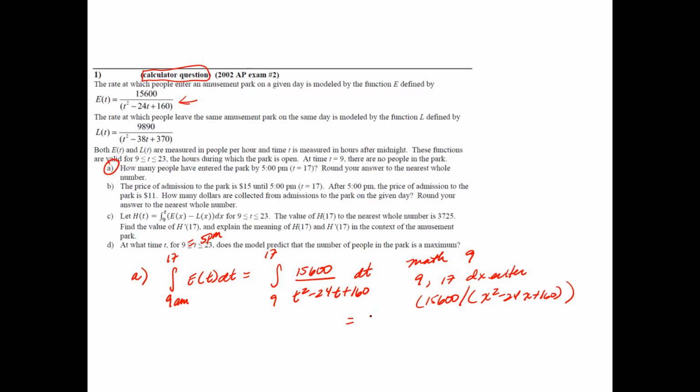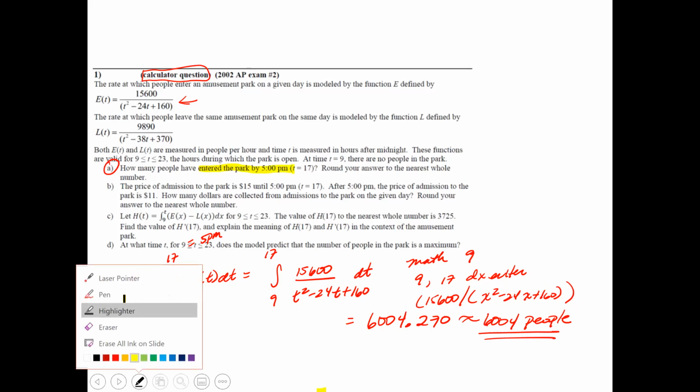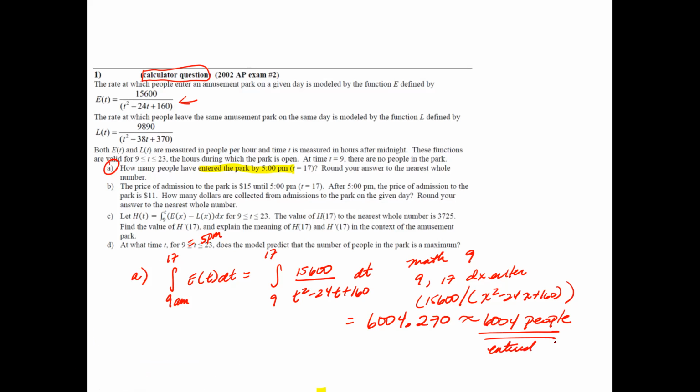Once you insert that in there, it should be 6004.270, or approximately 6,004 people. The 0.27 is like a baby or something. So 6,004 people, and I oftentimes go back to the question and see what they're asking me. How many people enter the park by 5 p.m.? I would say this many people entered the park by 5 p.m., or t equals 17, since 9 a.m. That's what I would write.